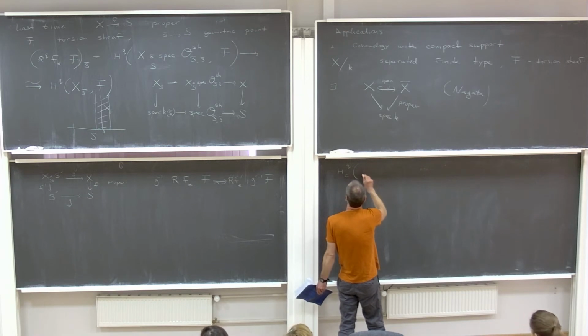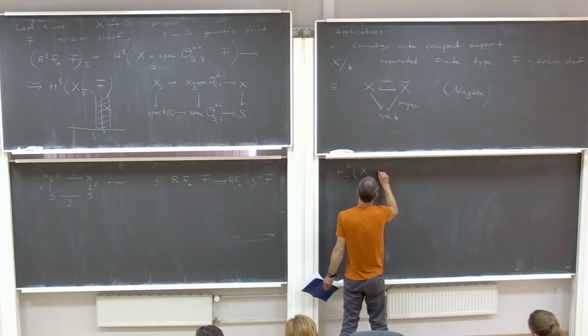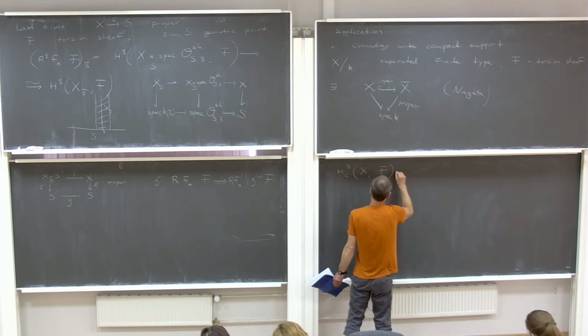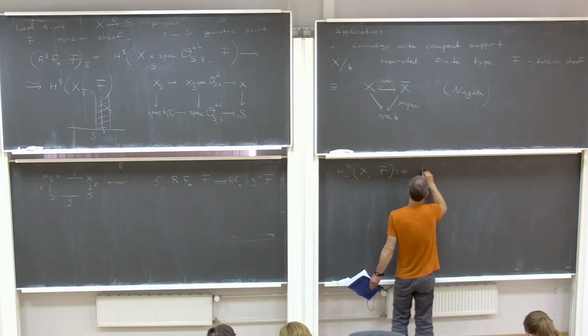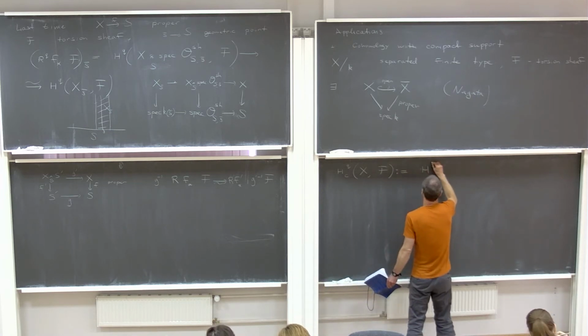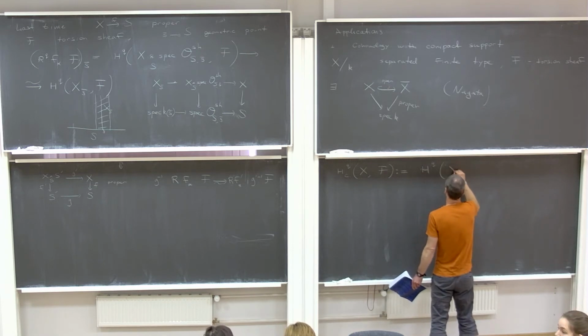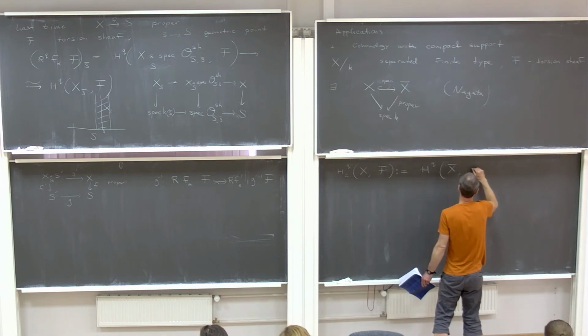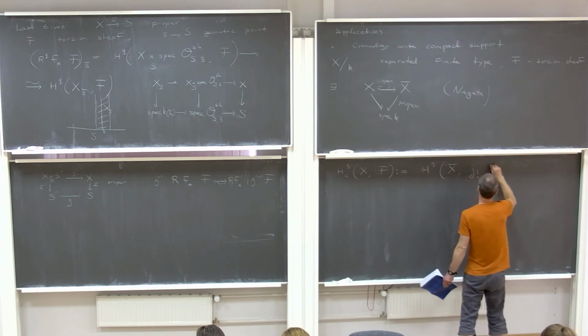Okay, so homology with compact support of F is defined to be homology, usual homology, of X bar with coefficients in j lower shriek of F.